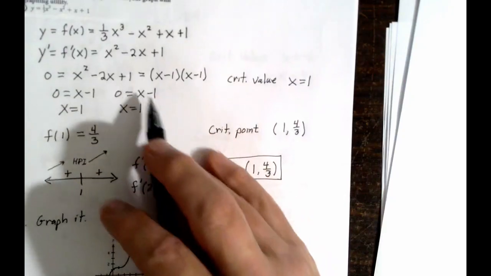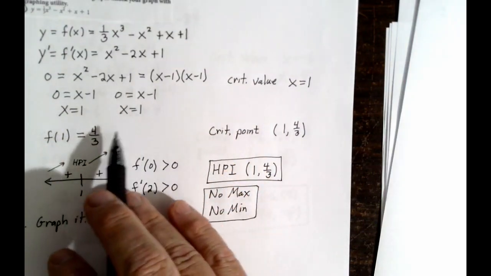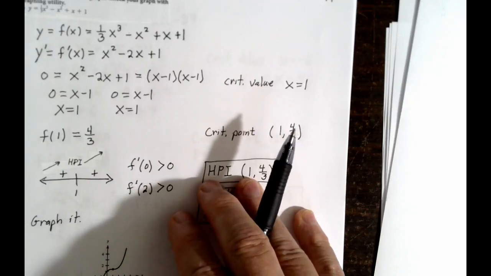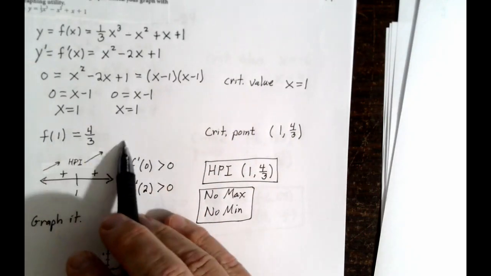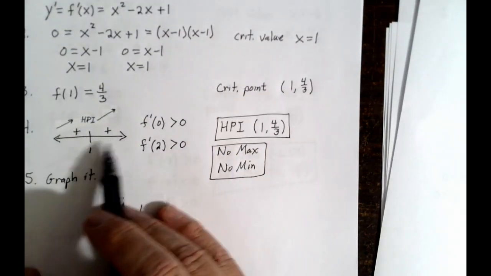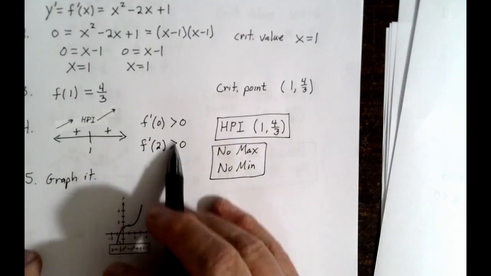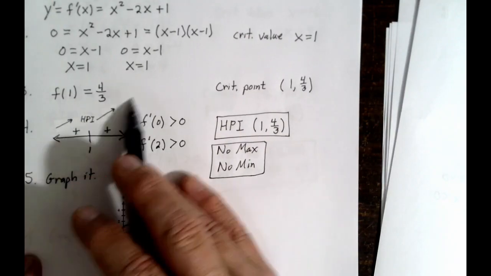25, you take the first derivative, factor it, set it equal to 0, and you find you have one critical value of 1. Plug that into the original function, and you get 4/3, so that's your critical point. Divide up the number line with 1, and with both of these you get positive, so you get plus plus, so it's increasing and then it's increasing again.